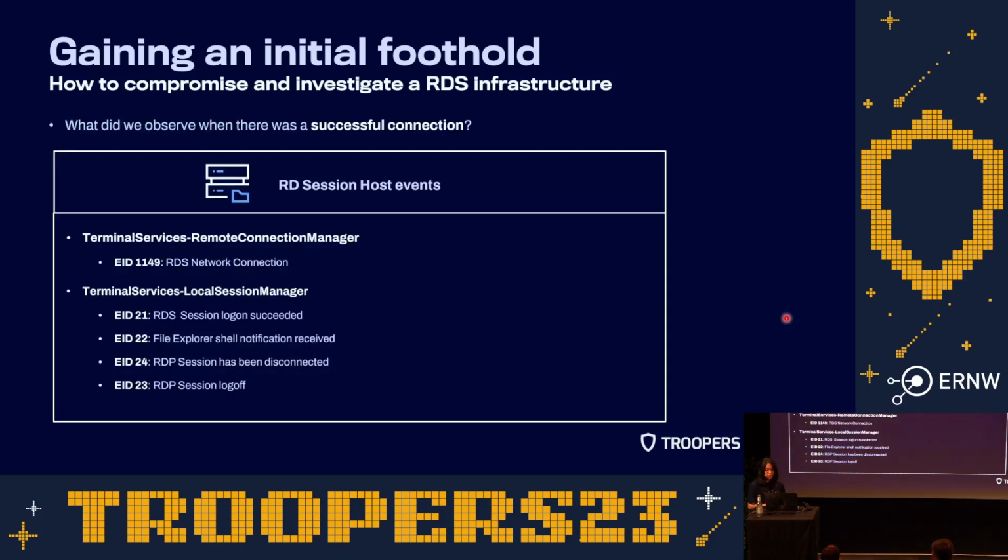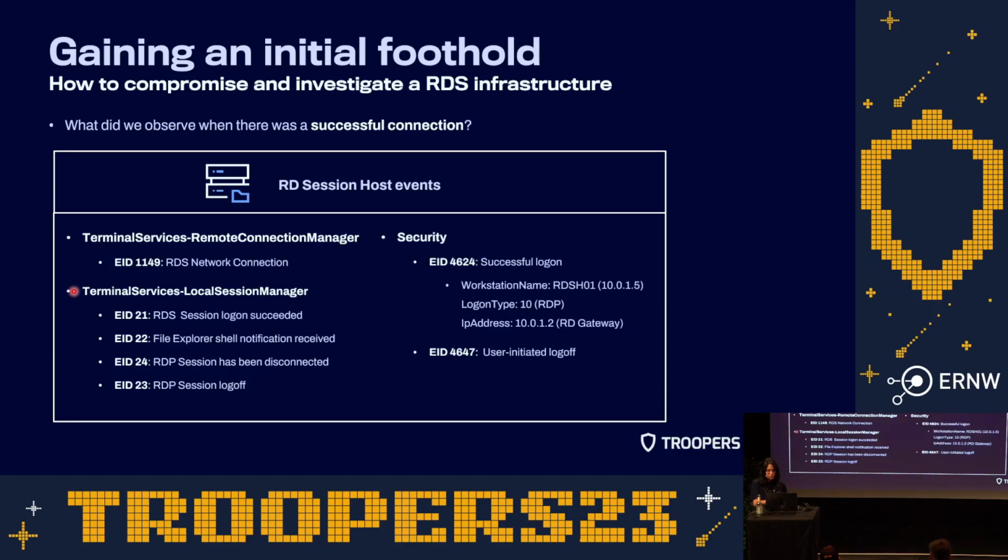On the RD session host, we'll have all the usual events related to the RDP sessions that we have also in regular RDP servers. But then in the security event log, I wanted to bring your attention to the 4624 event, because in this case, and what happened in my incident response case, is that the workstation name doesn't match the IP address that is in the log. So here we have the workstation name, which is the session host. So there was an RDP connection from the RD session host to itself, but then the IP address is the gateway. So yeah, this was surprising when I first noticed it.